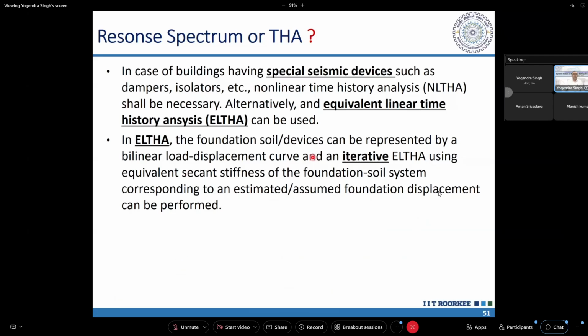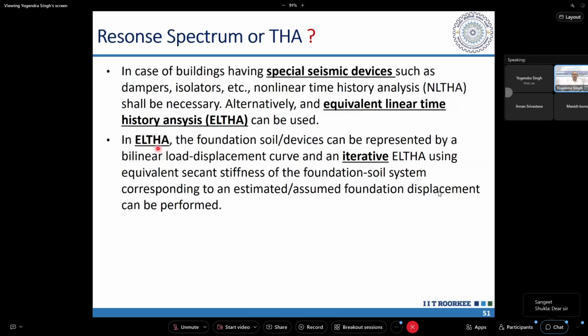So this is regarding buildings. We can interpret this in terms of bridges. In case of bridges also, having seismic devices such as dampers, isolators, etc., nonlinear time history analysis may be necessary. So I will say may be necessary. In some cases, the equivalent linear time history analysis or even modal analysis may be good enough. I will explain that more when we talk about the code on base isolation.